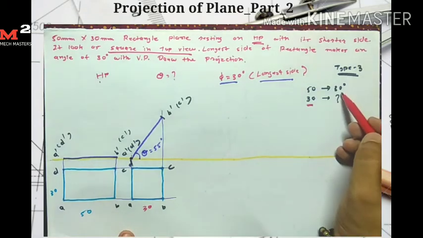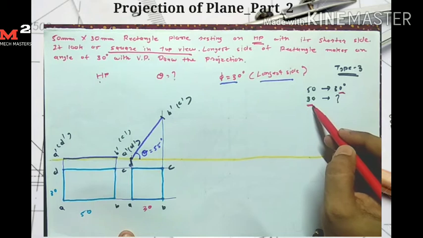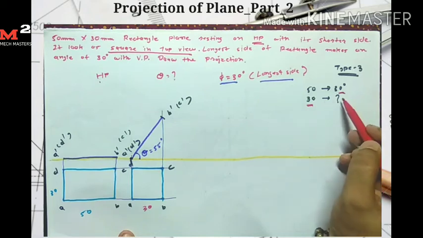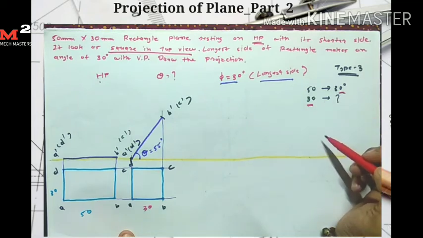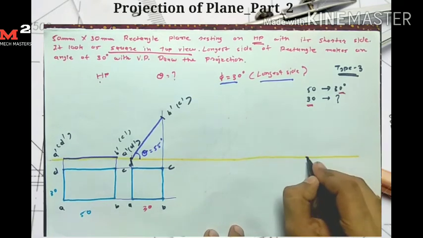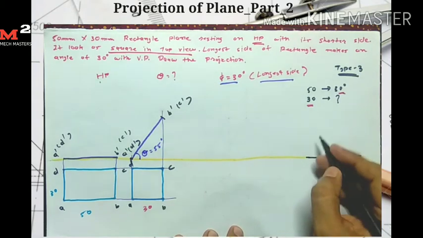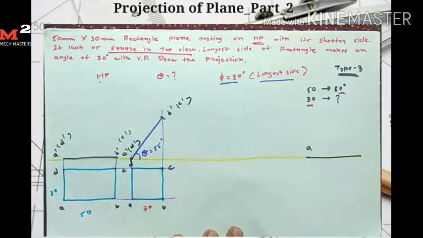In the question it is given that phi is equal to 30 degrees, but it's 30 degrees for the 50 mm side. Here the length is changed to 30 mm, so we require to find a new apparent angle. For finding the apparent angle, I first draw one line here. Now from here I mark one point and give it the name A.